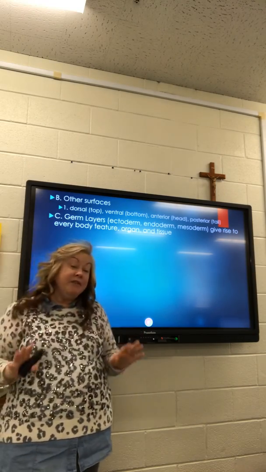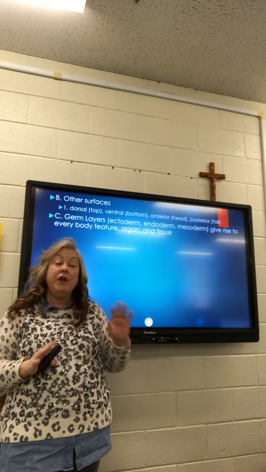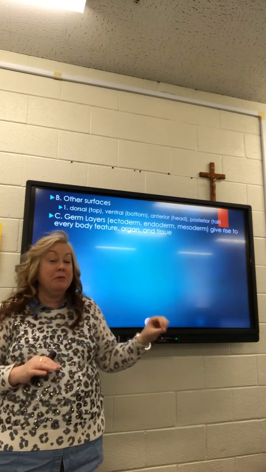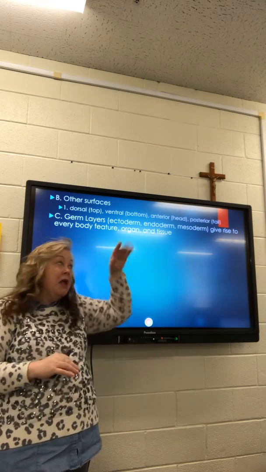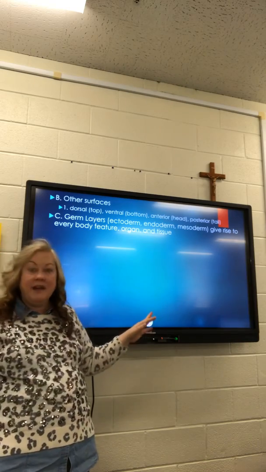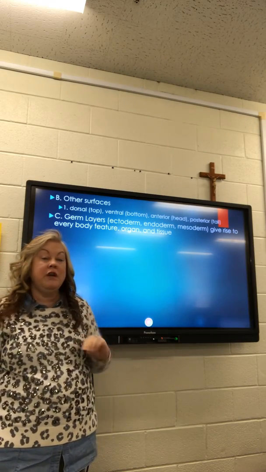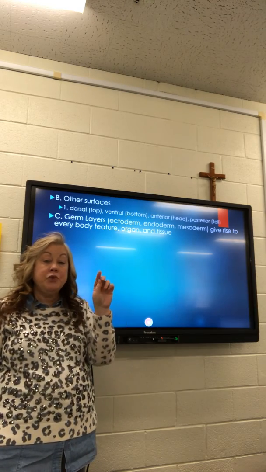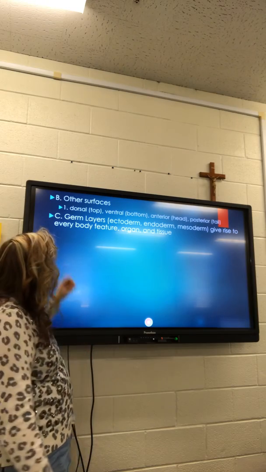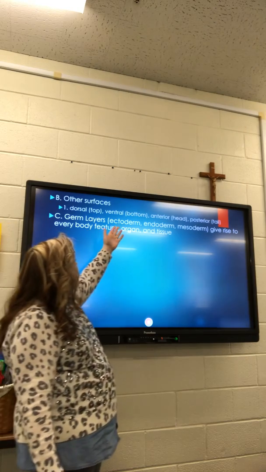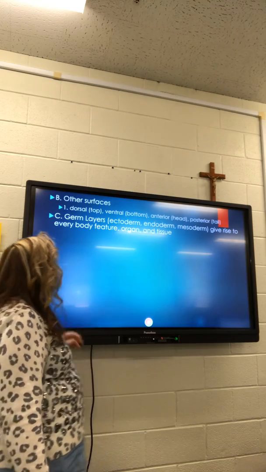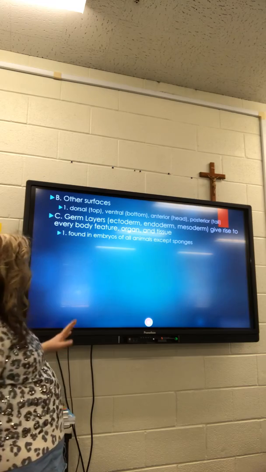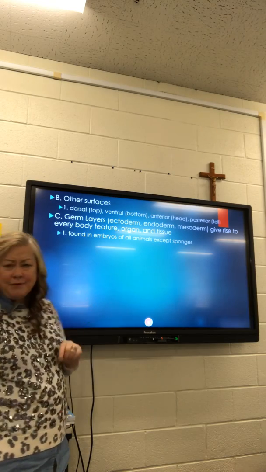Germ layers. Now, we have briefly hit on germ layers already. We know that not all animals have all three germ layers, but having all three germ layers is like the top, like it's the coolest, the most complex. There are three possible germ layers which animals can have: ectoderm, endoderm, and between the two, something called mesoderm. Here are the three germ layers: ectoderm, endoderm, mesoderm. They give rise to every body feature, every tissue, every structure in the animal itself, except for sponges.